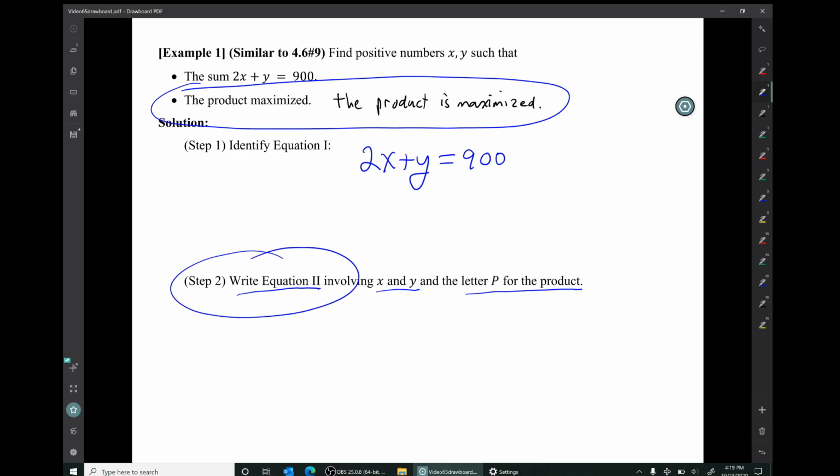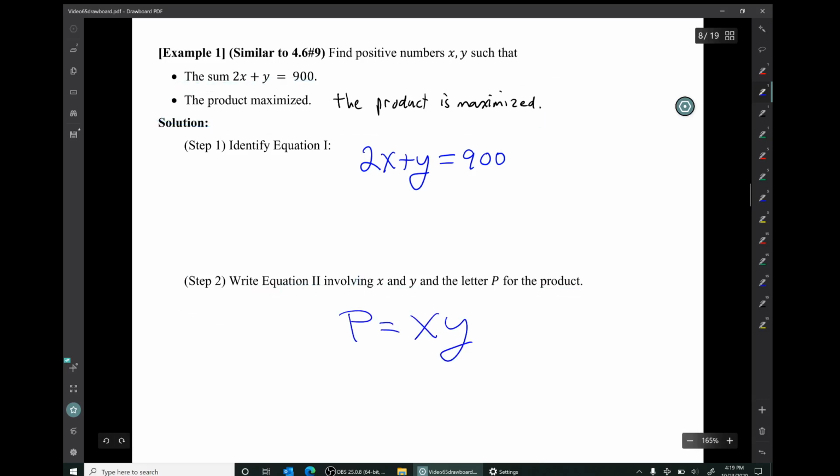So what is the product in terms of x and y? It's this. The product of two numbers just means you multiply those two numbers together. So part of the skill of a problem like this is learning to turn sentences like this into mathematical objects or equations. There's the equation for the product, and we're supposed to maximize p.